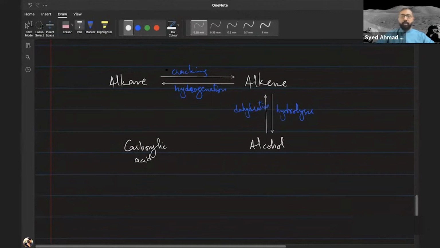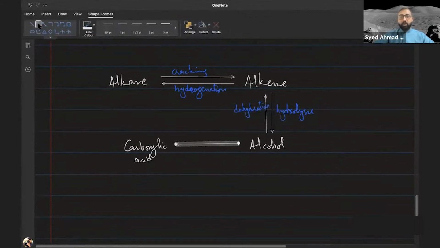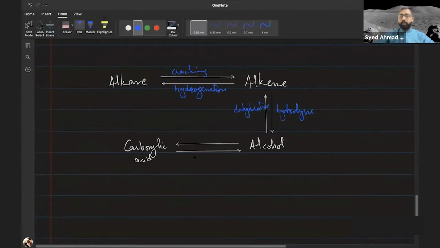I'm sorry about these. So you can get alcohol to carboxylic acid or back. And how do you do that? The simple reaction, oxidation. So अगर आप oxidation करते हो, then you can get that, and if you do reduction, then you can go back to being an alcohol.